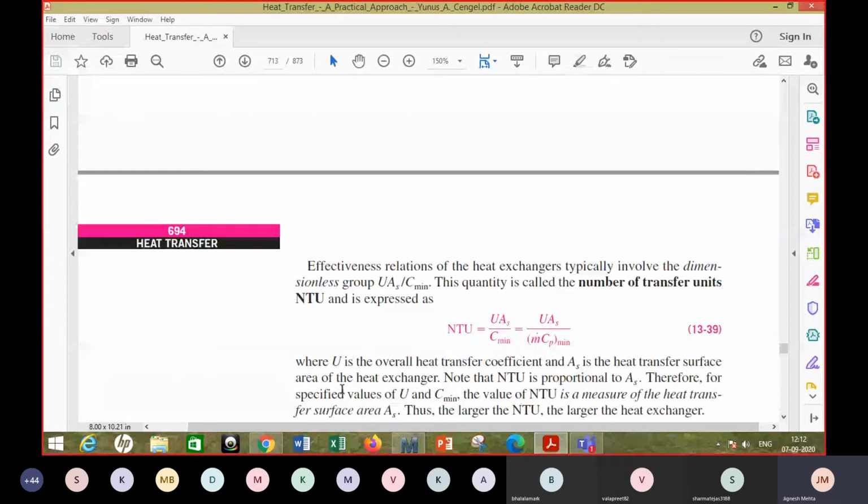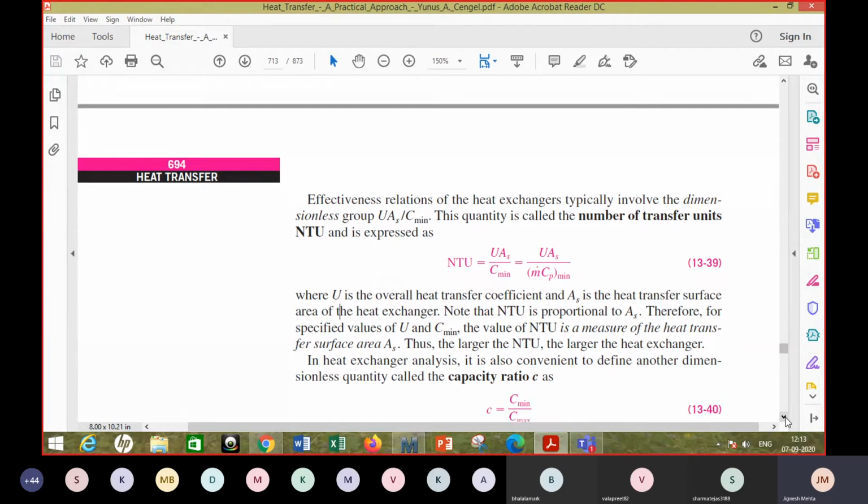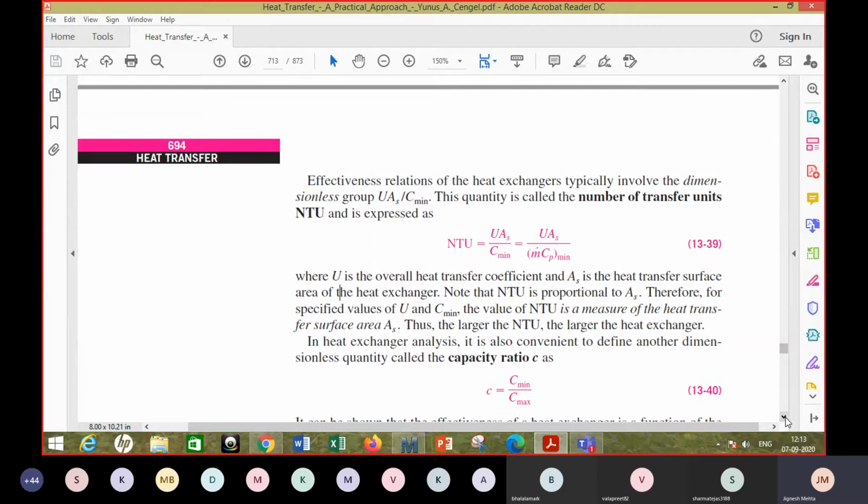Okay, so this NTU is number of transfer units, and it is equal to UAS upon C minimum. Whatever is the lower heat capacity rate, that would be used. So U, as you know, is the overall heat transfer coefficient. AS is the surface area for the heat transfer available in a heat exchanger.